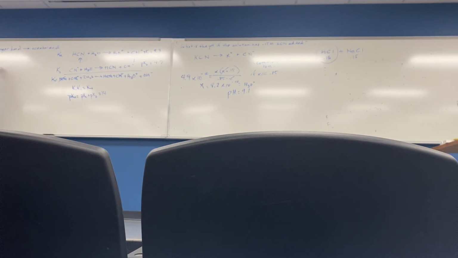So if we go stronger acid, really weak acids have really strong bases. Really weak bases, really strong acids. They're backwards.